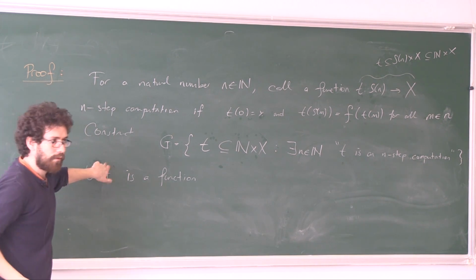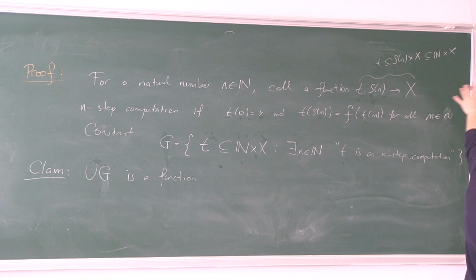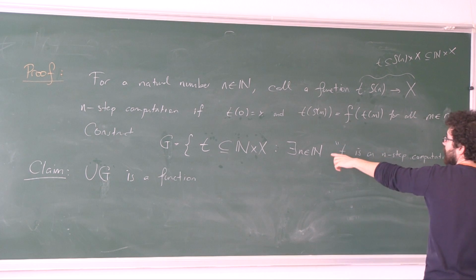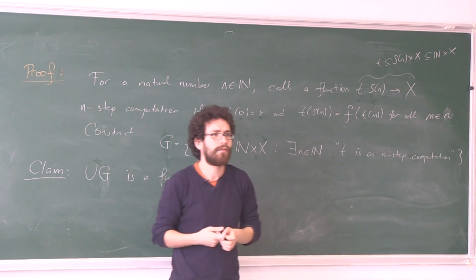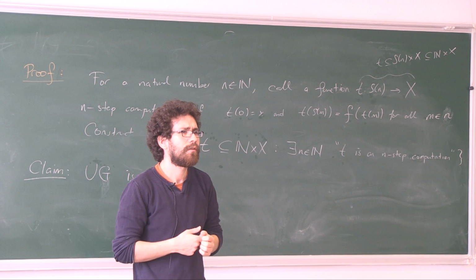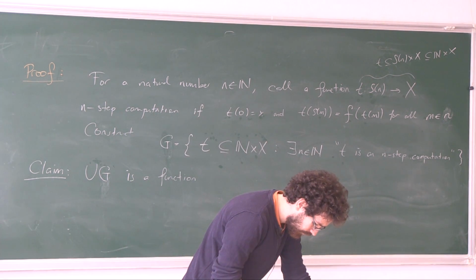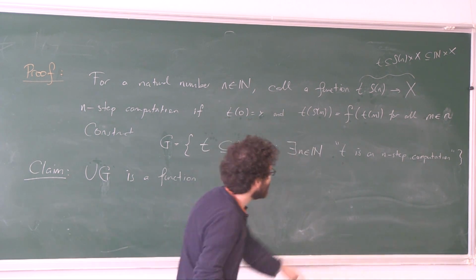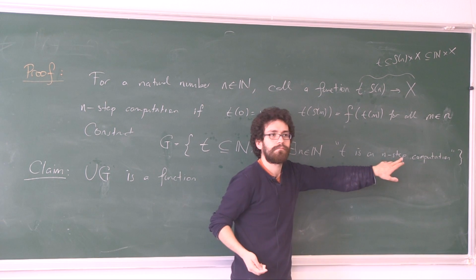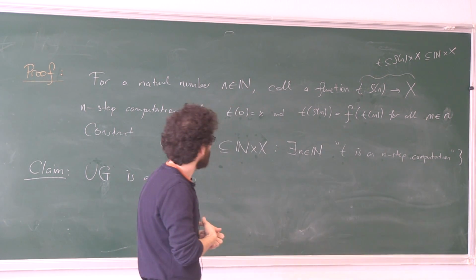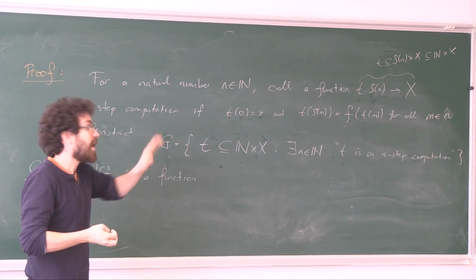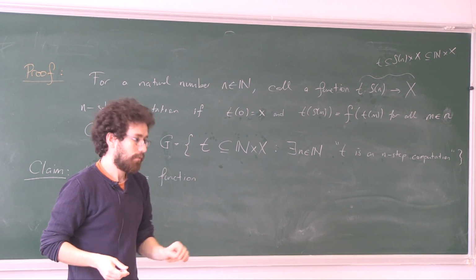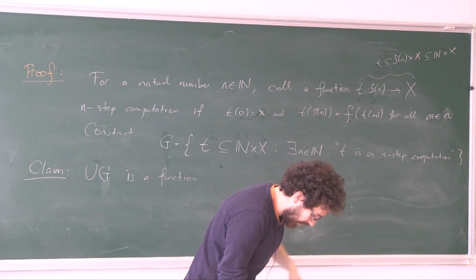What does this consist of? G consists of all these n-step computations. Yes? When we consider these t's, are those initial steps all the same, or does it depend? You mean depending on n? No, depending on t. We said that t0 is equal to x, for all t in G. Yeah, x is fixed. All of them start with x. That's important. x is fixed from the very beginning.